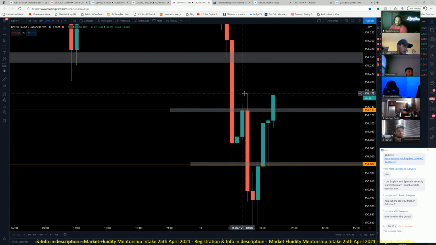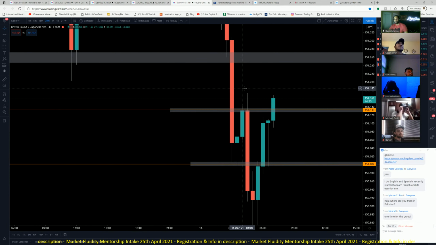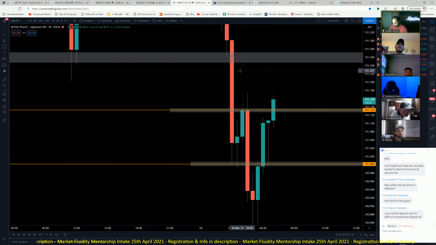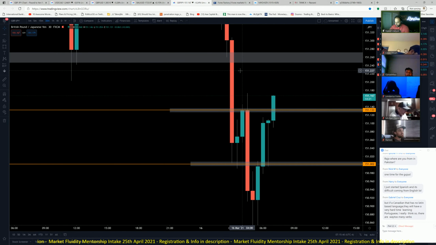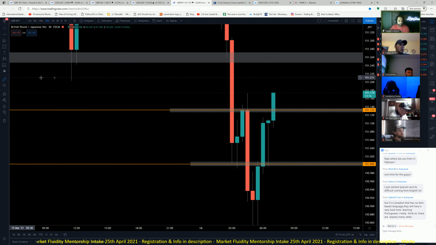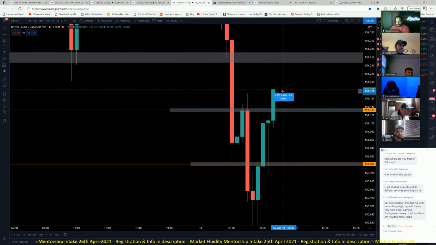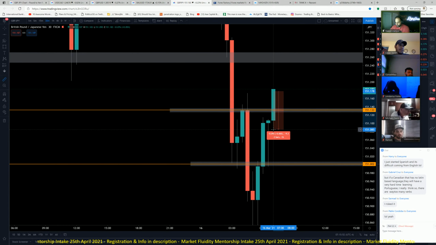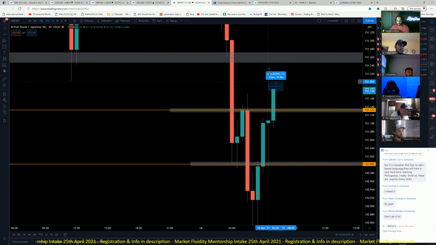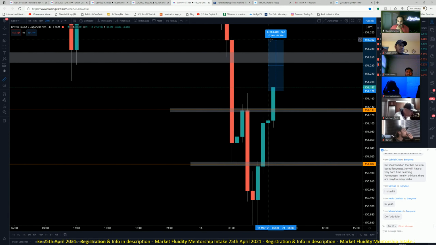Oh, wow, look at that. We're about to break this high over here. 151, 170. Do I want to risk this over here? Do I want to take a buy at this point? 151, 180 perhaps? And anticipate price to continue up towards 151, 300.